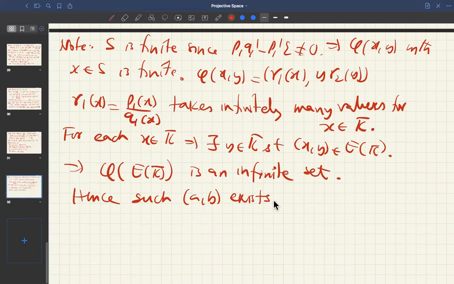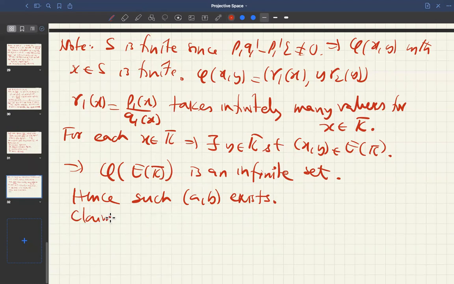Now once such an AB exists, we have to show that there are exactly degree of phi points satisfying this. So what we want to show is the following.